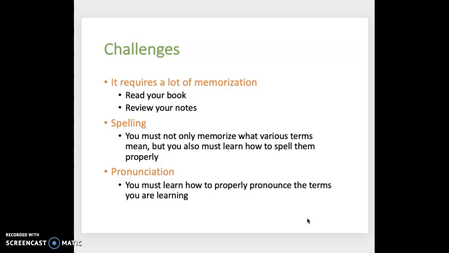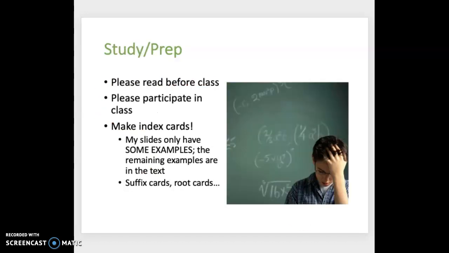Also, spelling is important. If you are misspelling a medical term, it changes the entire term. So you need to know how to spell it properly and also how to pronounce it properly. If you're mispronouncing a medical term, then people aren't going to know what you're talking about. So it's important to know the proper pronunciation as well as the spelling because it's used in both written and oral communication.